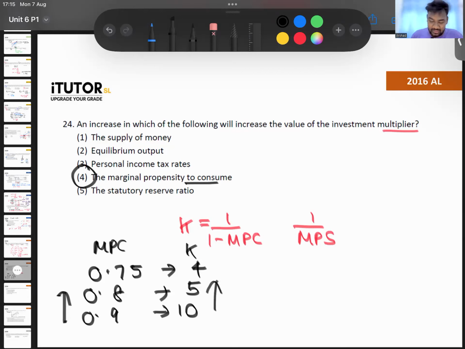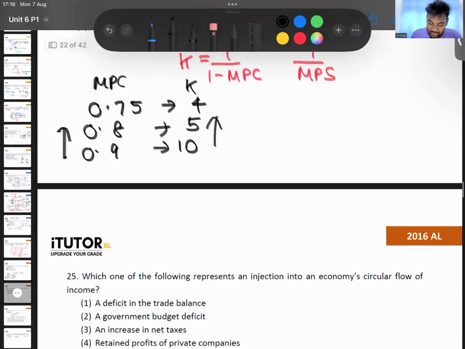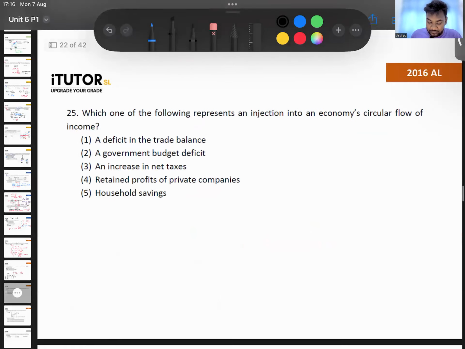Okay. Simple question. Which of the following will increase the value of the investment multiplier? An increase in MPC. Because of an increase in the investment multiplier, the equilibrium output can increase, correct? But they are not asking that, no. So be very careful with what they ask. That's question 24 of 2016. We'll go to 25.